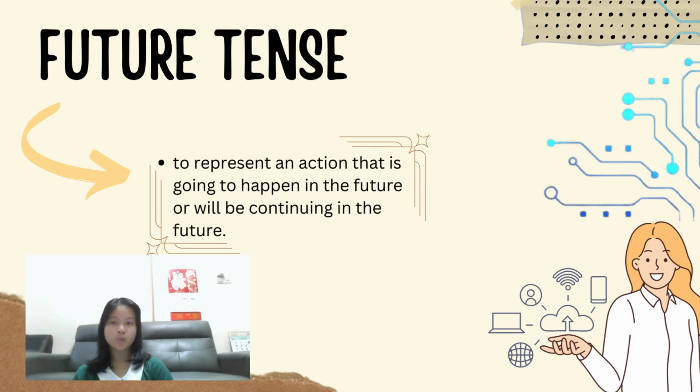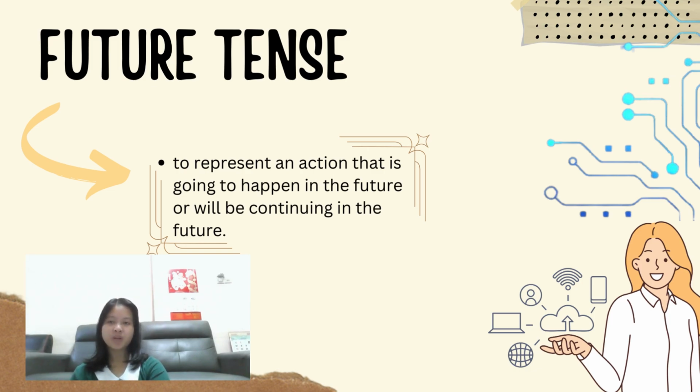In general, we know that future tense is used to represent an action that is going to happen in the future or will be continuing in the future. In my part, I will explain to you about the types of future tense, the definitions, the structure, and also the example of the sentences.